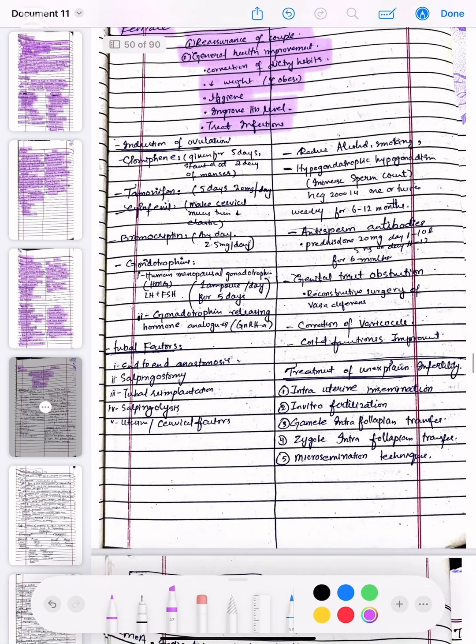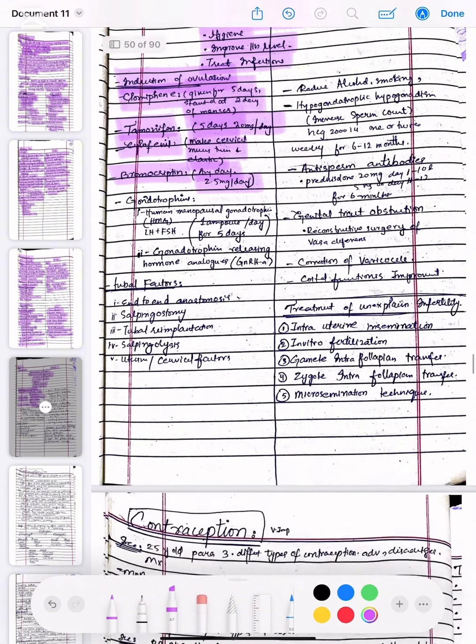Now specifically in the female, for the induction of ovulation, clomiphene is used, which is given for 5 days, started on the second day of menses. Tamoxifen is used, which is 20 mg per day for 5 days, and cyclofenil is used, which makes the cervical mucus thin and elastic. Bromocriptine is used at any day, 2.5 mg per day.